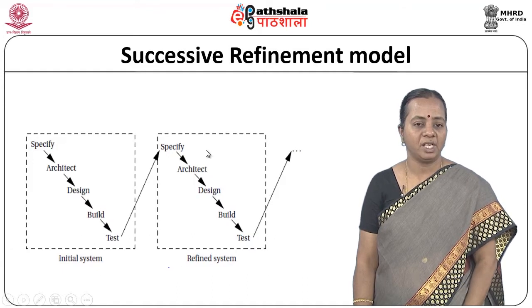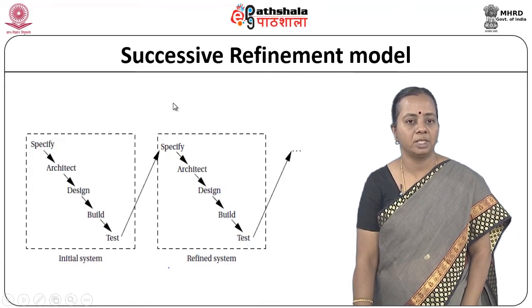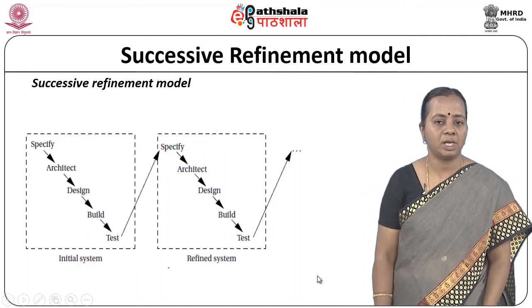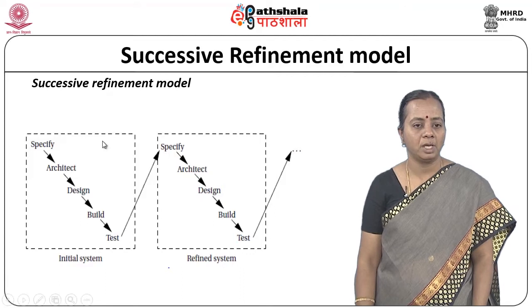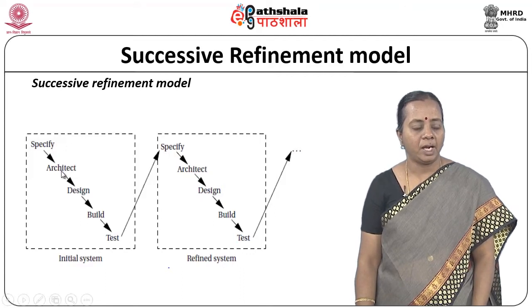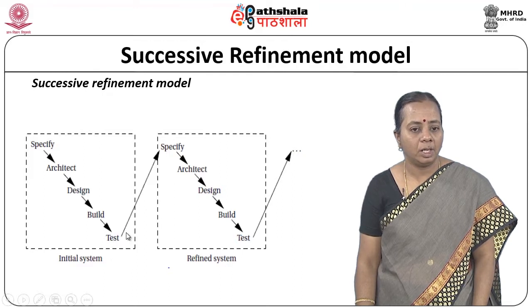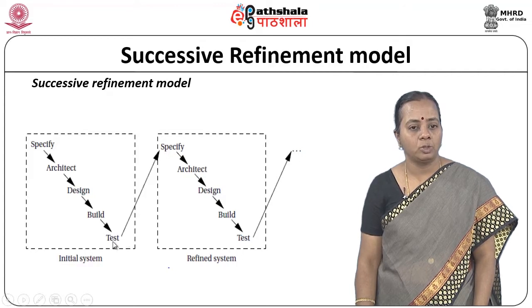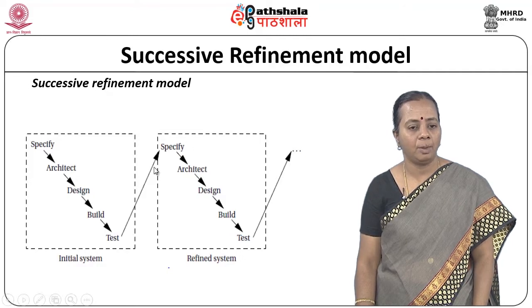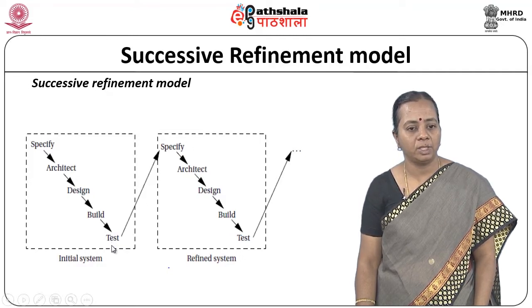So people went towards the next methodology, where this gets rectified, which is the successive refinement model. In this successive refinement model, the specification is given, the architecture is given, they specify, they architect, they design, they build, and they test it. When they test it, they find that in the initial system something has to be improved. Based on that aspect, they will modify the specification, so that the specification is modified based on the feedback from this initial system.